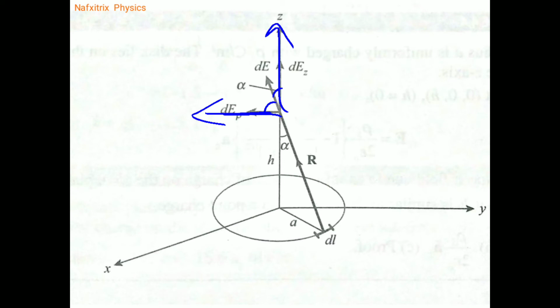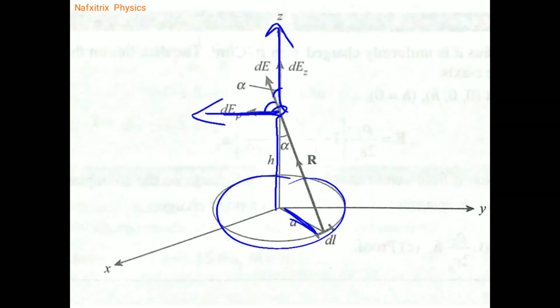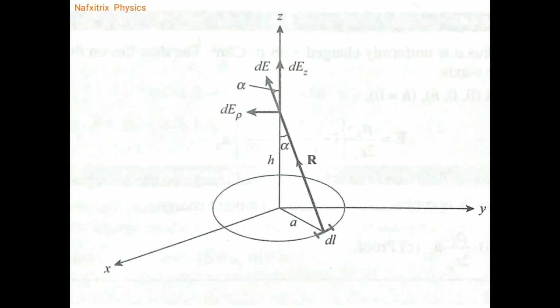So that is the division of components. From this point the height is h, and the radius of the ring is a, as given. Now consider the system as shown in the figure. First of all we need to write what dl is. dl is some arc of length dl, and it makes an angle d phi.